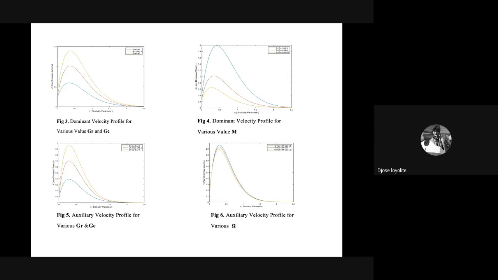The magnetic field parameter has been set to m equal to 5, the rotation parameter omega equal to 0.5, and Pr equal to 7. The pattern reveals that the velocity increases with increasing values of Gr/Gc, the same as the primary velocity profile. And finally we have the secondary velocity profile for the rotational parameter, setting the rotational parameter as 0.5, 1, and 1.5. The pattern shows that the velocity increases with decreasing values of omega.